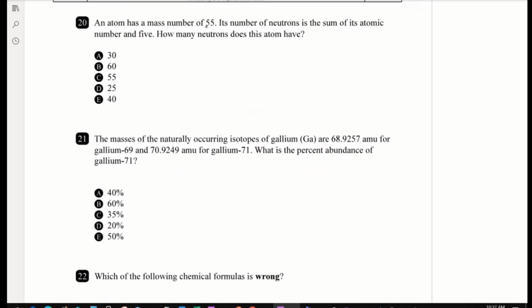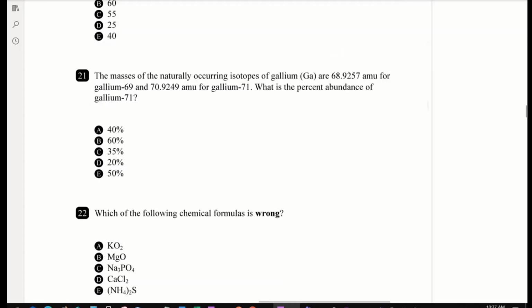An atom has a mass number 55. Its number of neutrons is the sum of its atomic number and 5. I think I gave one like this in the quiz. Do we need to solve it? I don't think so.